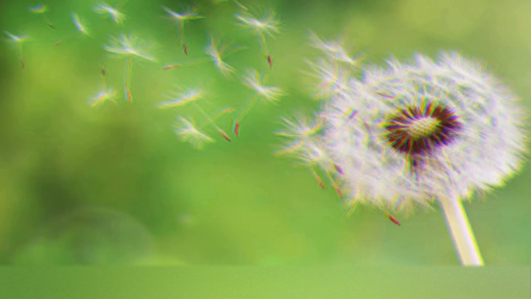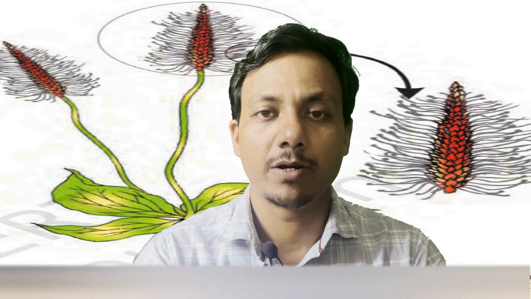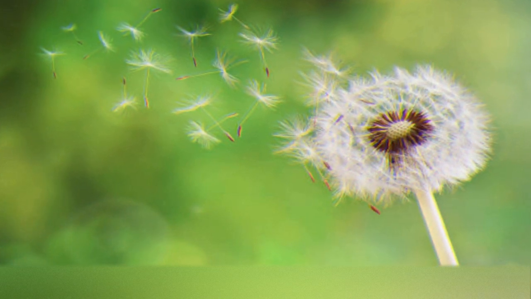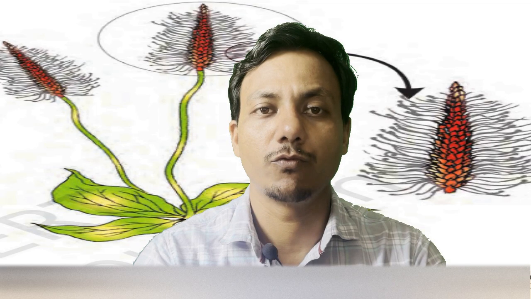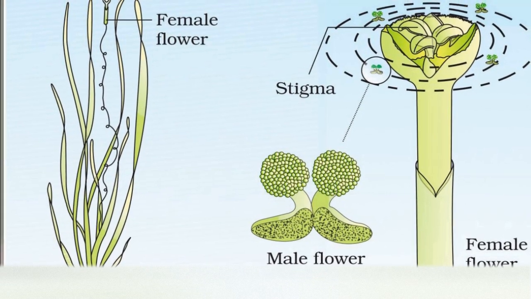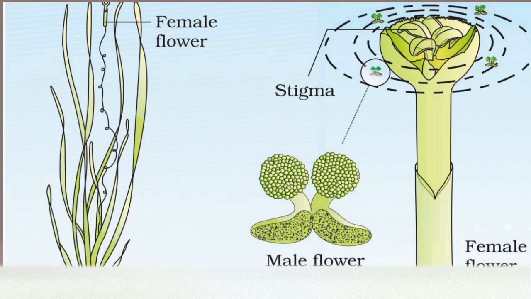The pollen is light, dry, and produced in large numbers in these plants. The pollens are feathery, the stigma is feathery too, and there is no need of colorful petals, fragrance, or nectar. For example, wheat, grass, and corn. The second agent is water. If pollination occurs by water, it is called hydrophily. Hydrophily is seen in aquatic plants, for example, Vallisneria and Zostera.